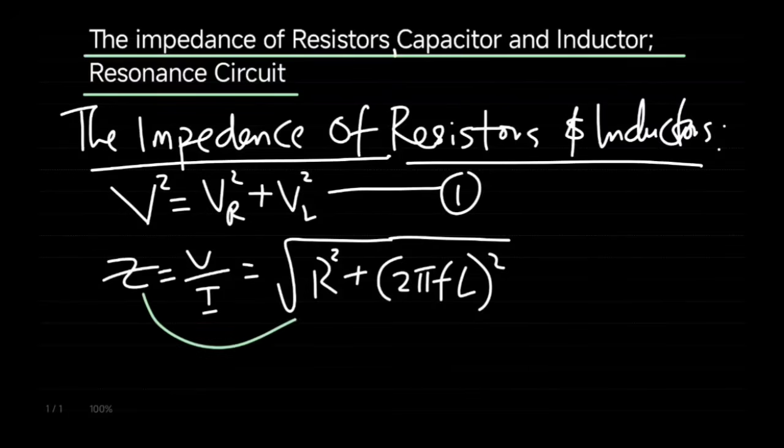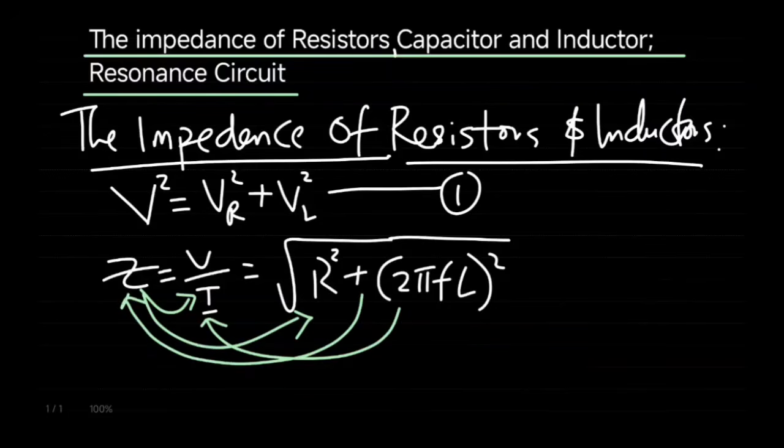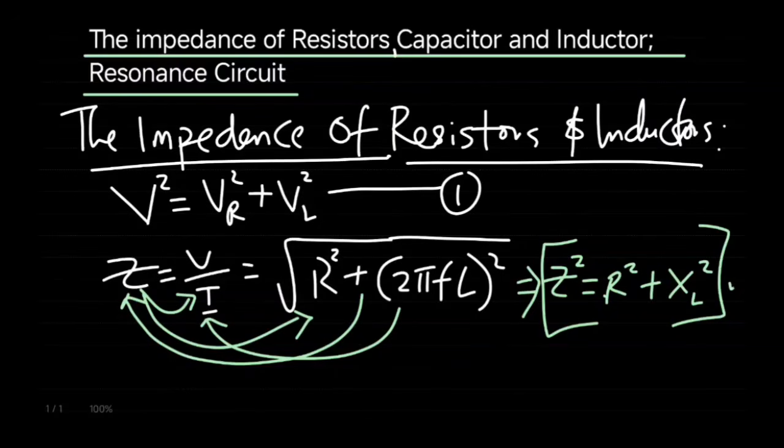This can be equal to this, and this can be equal to this. This also can be equal to this, and this also can be equal to this. So therefore, we can write the final equation of this guy to be Z square is equal to R square plus XL square. So this is also the equation of impedance in resistor and inductor. This is how to get the impedance of resistor and inductor in series.